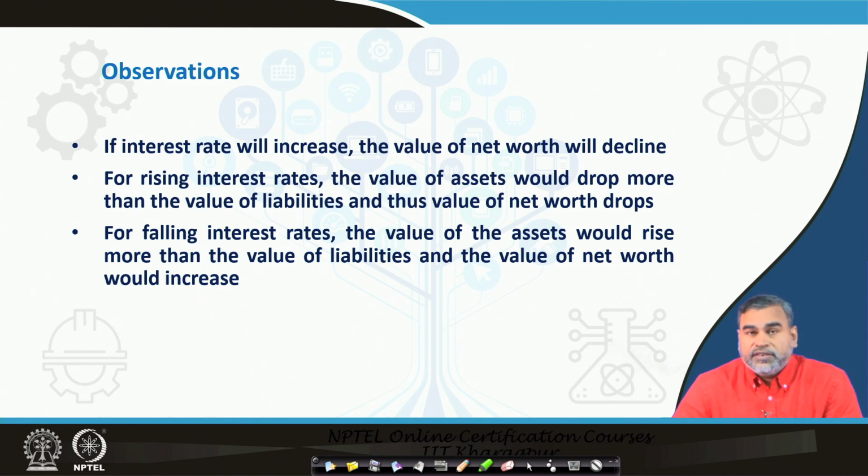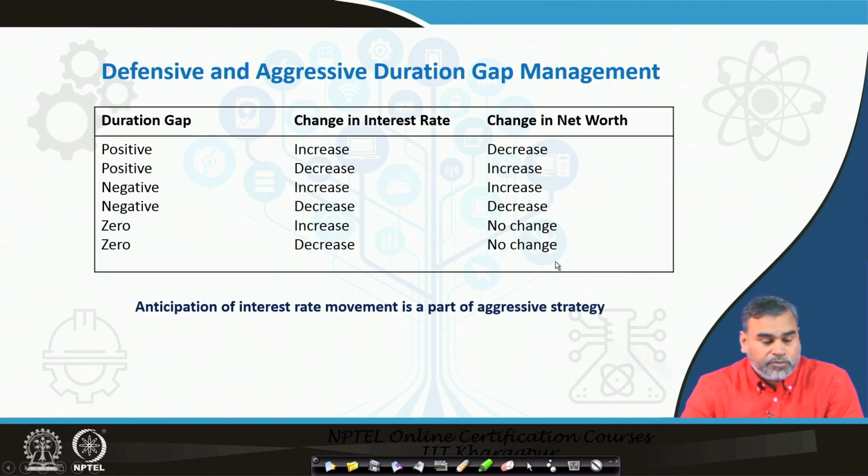But whenever there is a fall in the interest rate, the value of the assets rises more than the value of liabilities and the value of the net worth increases. So whenever there is a decline in the interest rate, the value of the net worth increases, and whenever there is an increase in the interest rate, the value of the net worth declines. These are the implications, the observations we can draw from here.